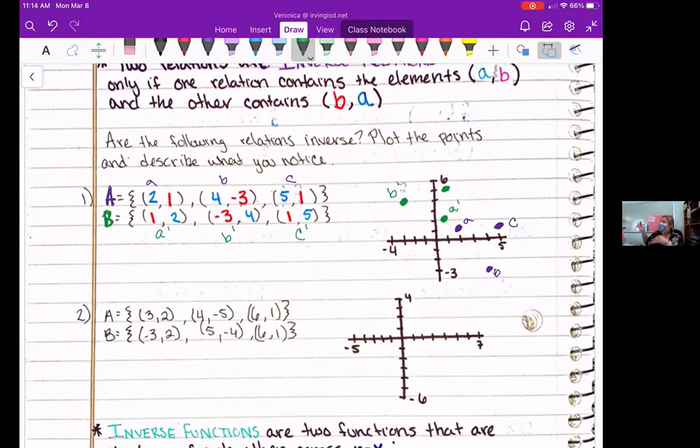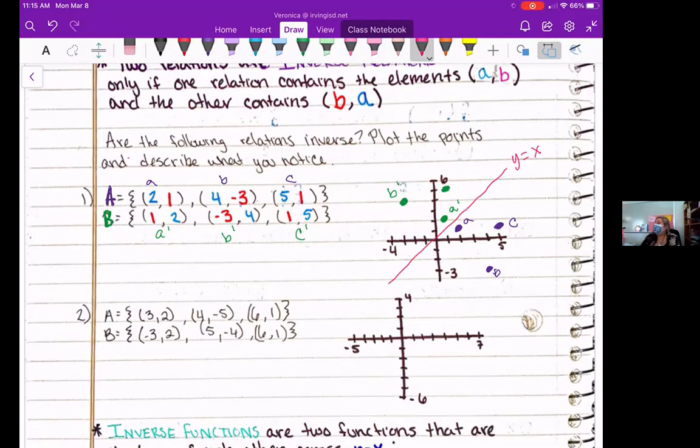Crossing. It's kind of crossing, right? But instead of crossing, what's another word I could use? Reflecting. It's reflecting. Now, what is it reflecting over? Because it's not reflecting over the x-axis and it's not reflecting over the y-axis, right? So what's happening here is that these things are inverses of each other because they are reflecting across that line. Do you see how when I draw that line, they are reflecting across that line? Do y'all see that? Okay, this line is y equals x.